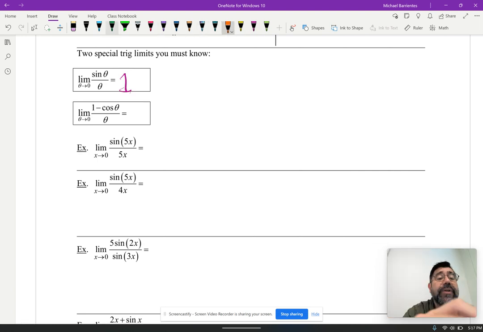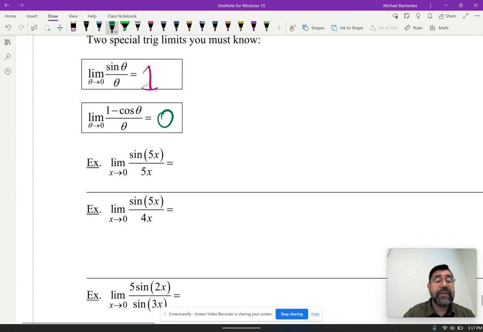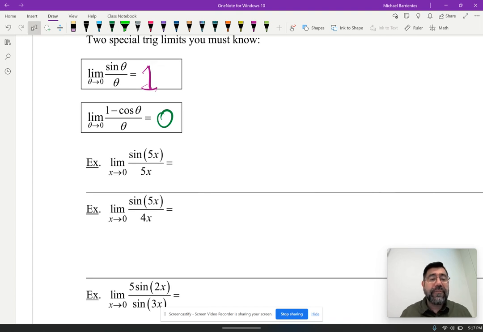I also need to remember that the limit of 1 minus cosine theta over theta, or 1 minus cosine x over x, or 1 minus cosine of something over something, as that something goes to zero, is equal to 0. So these two we just need to know. How do they appear? Well, here's one way they could appear. They could appear in terms of some variations of those two.